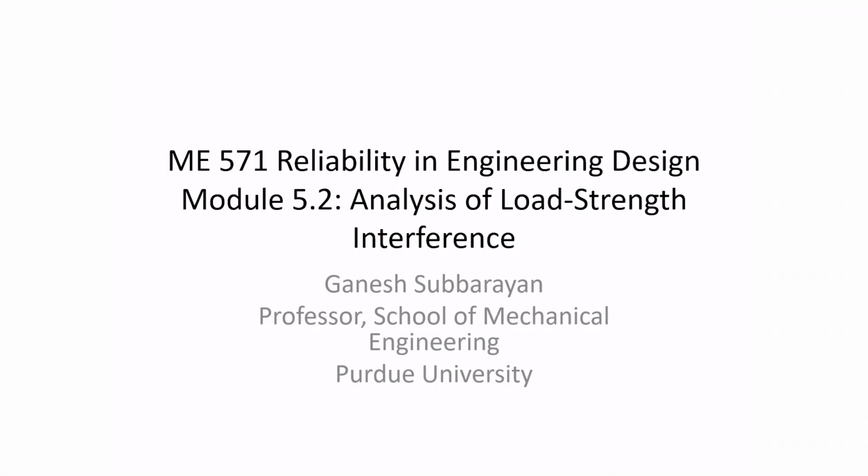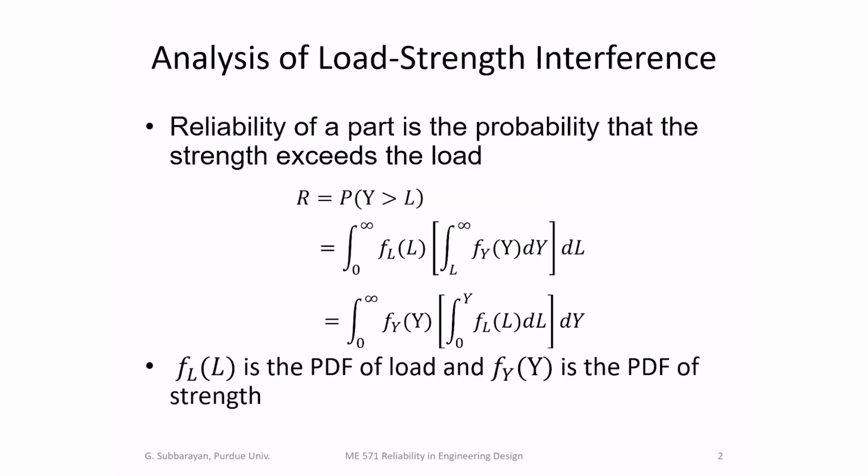All of the load strength interference analysis will assume normal distribution for load and strength, because that turns out to be very convenient, not because it is what we expect. The math of load strength interference, the probabilistic design, becomes a little bit easier if you assume normal distribution. If you didn't have normal distribution, the same concepts still apply, but the math becomes a little bit more cumbersome. So, analysis of load strength interference.